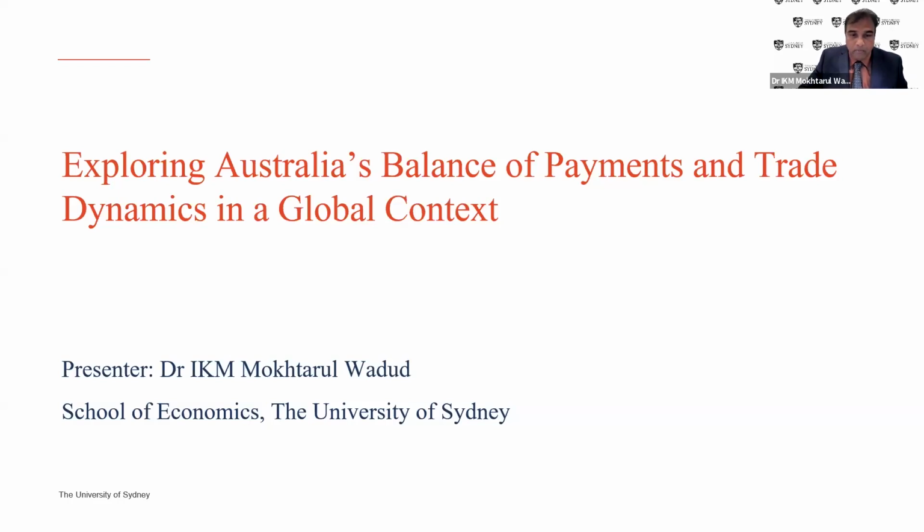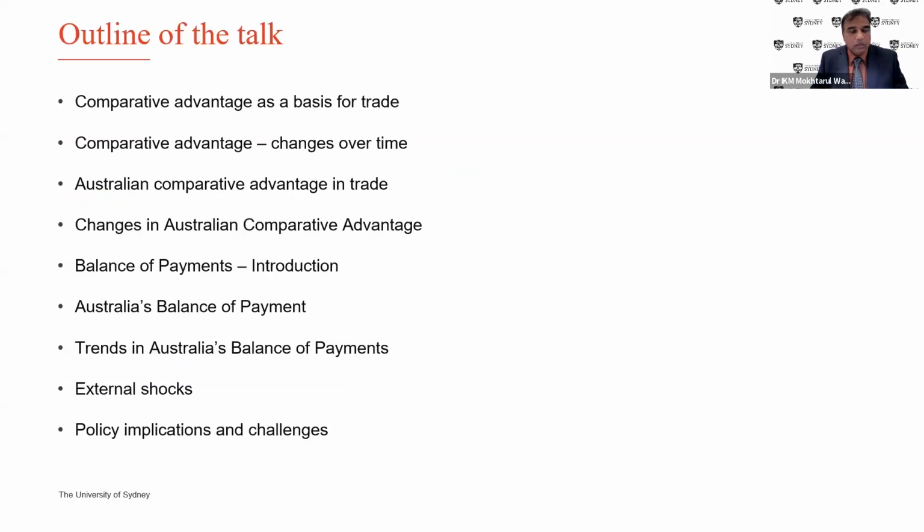So firstly, I'll give you a brief outline of my talk. I'll talk about comparative advantage as a basis for trade, because this is something we often do not realize, that trade takes place on the basis of comparative advantage, and how comparative advantage has changed over time, and Australia's place in that dynamics of comparative advantage over time. And I'll talk about balance of payments as an introduction of the concept and the major components of balance of payments, and then the trends in Australia's various components of balance of payments, like capital account and current account and financial account. Then before I finish, I'll talk about some external shocks that we do not have control over and how that can have implications for our economy and for the balance of payment and also current account deficit or surpluses. And lastly, I will talk about some policy implications and challenges.